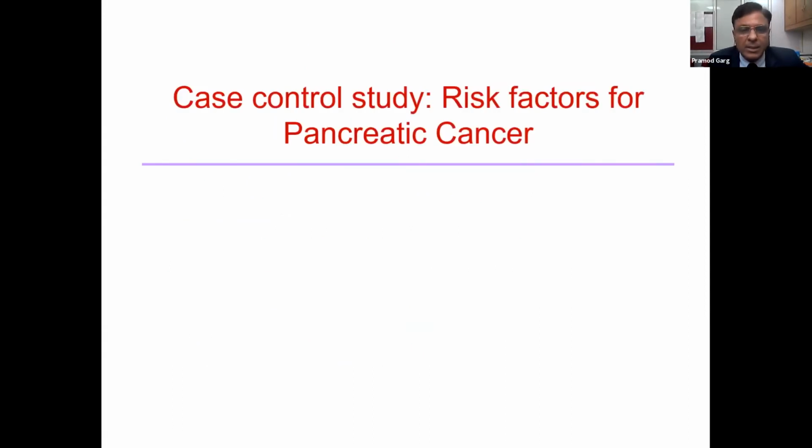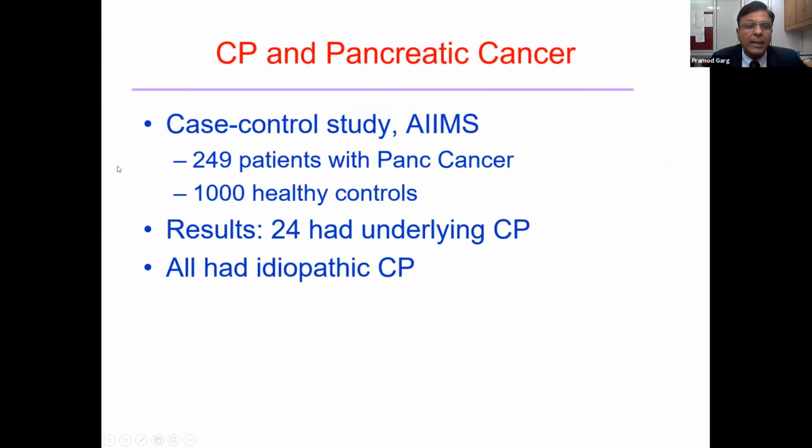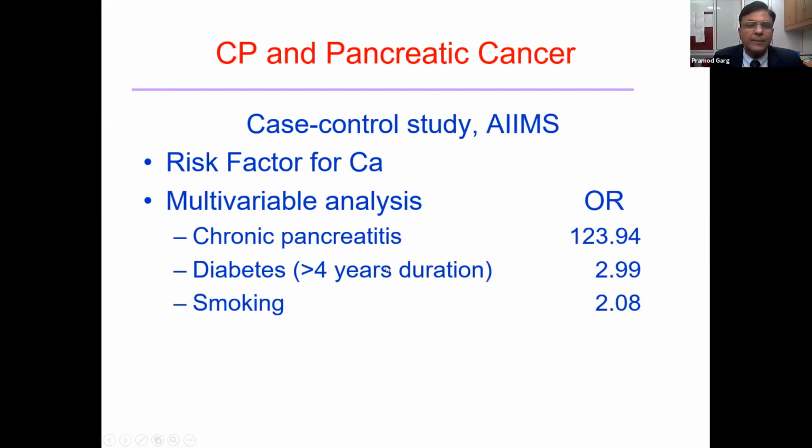We did another study, that was a case control study for risk factors of pancreatic cancers. And in this, we included 249 patients with pancreatic cancer, 1,000 healthy controls. And we found 24, almost about 9.5% of these patients had underlying chronic pancreatitis. And all these 24 patients had idiopathic chronic pancreatitis.